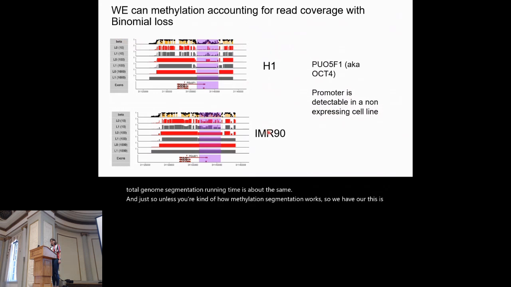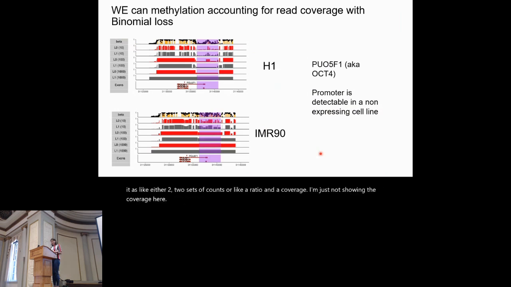This is an OCT4 locus in H1 and IMR90. This is a gene that's expressed in H1. It's a pluripotency gene, so it's expressed in stem cells. You can see the yellow bars up there. That's the methylation track, but the two tracks have been collapsed down to ratios, so these are now the beta values. We don't actually know, we can think of it as either two sets of counts or a ratio and a coverage. I'm just not showing the coverage here.